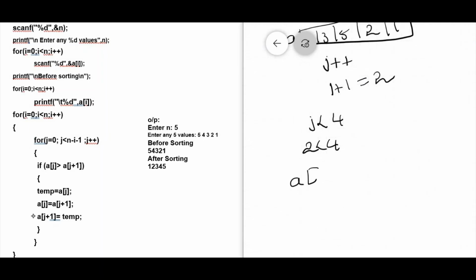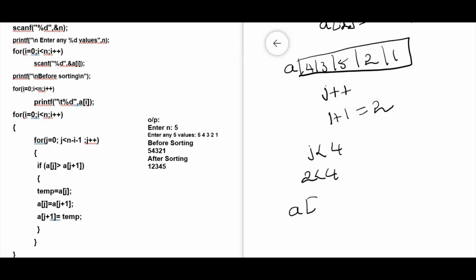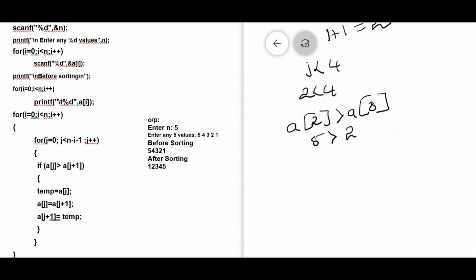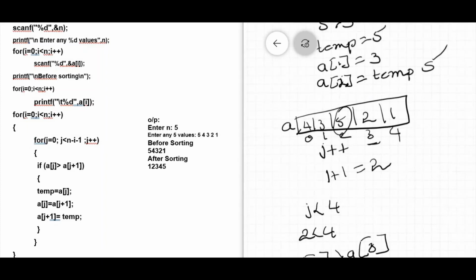comparing A of, what is our value now? So now A of 2 is compared with A of 3. A of 2 is what here? A of 2 is 5, because 0, 1, 2, 3 and 4 are the indices. So 5 is compared with its adjacent element, that is 2. 5 is still greater than 2. So an exchange of the two elements will be done.